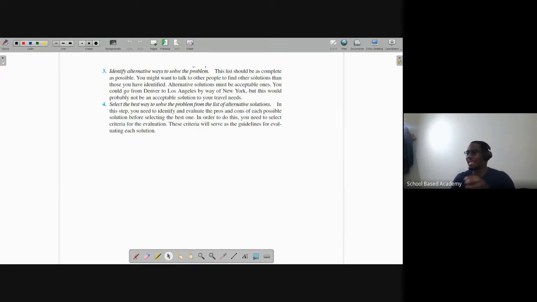But given the scenario and given the understanding of the problem, you have to select the best way to solve the problem from the list of alternative solutions. Once you come up with your list, this step is based upon the previous two. Selecting the best way to solve the problem is based upon the previous two. Okay? And then lastly, we have two more inside of here.